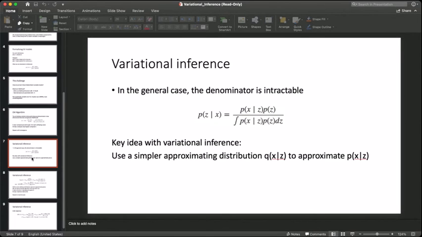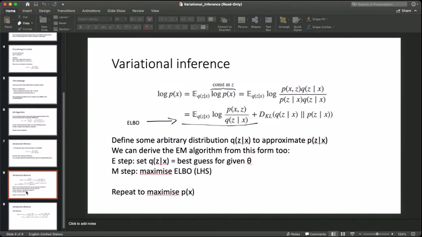So now let's solve this for the more general case. Well, not solve, but approximate it. We know the denominator is intractable. Let's approximate P of x given z with Q of x given z. Wow, this is the exact same thing I showed you earlier.